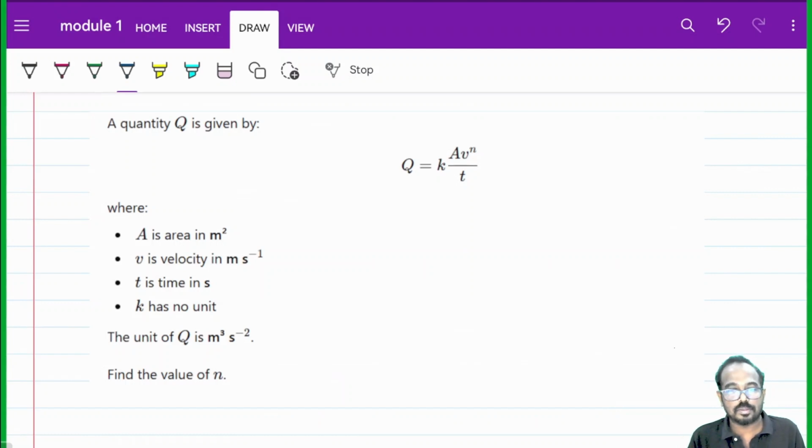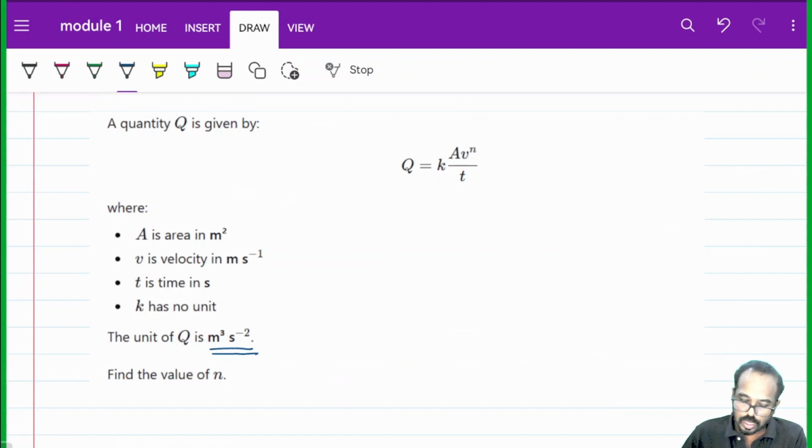Practice more questions. So this question: a quantity Q is given by K A V to the power n divided by T. A is the area in meter square, V is the velocity in meter per second, T is the time in second, K doesn't have any unit, and the unit of Q is meter cube per second square. So it is given, right? So you don't need to find out the unit, it is given. Instead of this, if they have given some physical quantity, you need to find out the unit.